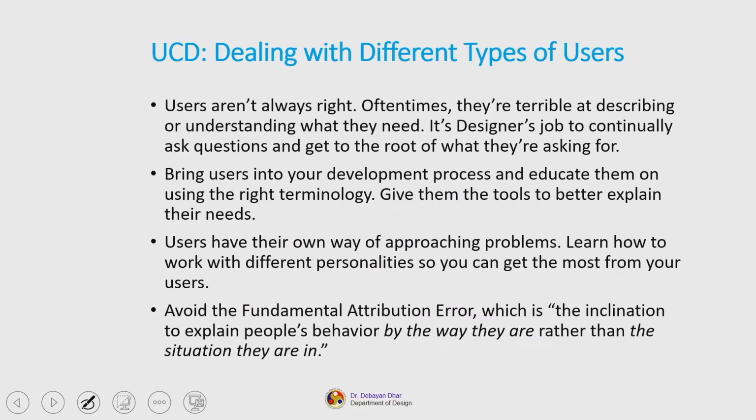So, in summary, in the last lecture we talked about different types of users. We talked about the primary, secondary and tertiary. In this lecture we have talked about different personalities who might affect your studies. But in summary, how do we deal with these different types of users? What are the key takeaways for us after all these discussions?